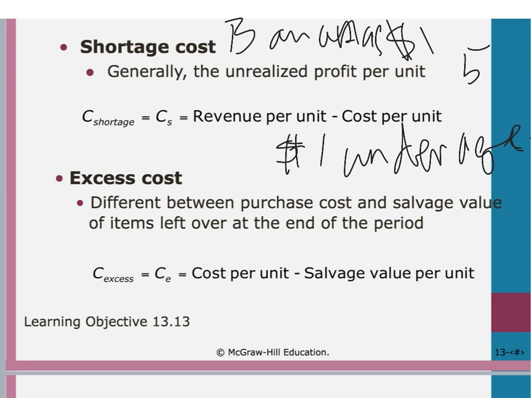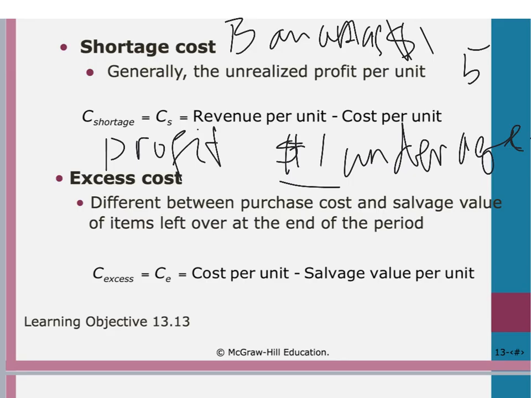Or let's say I grow the bananas. Every time I don't have a banana to sell, I lose $1. If I'm buying the bananas, let's say I'm buying them for 50 cents and I sell it for $1, then my underage cost represents my lost profit.